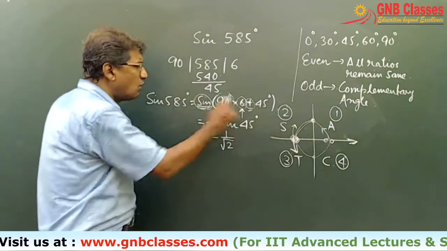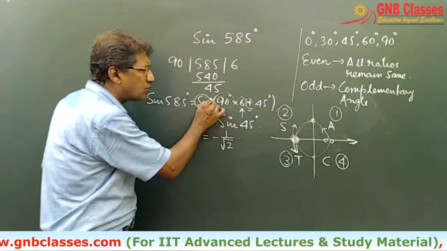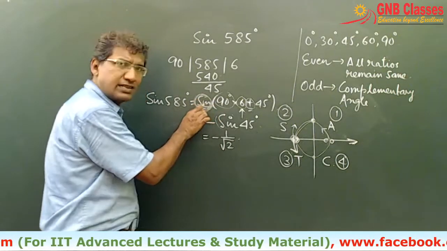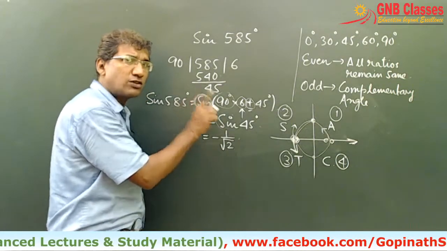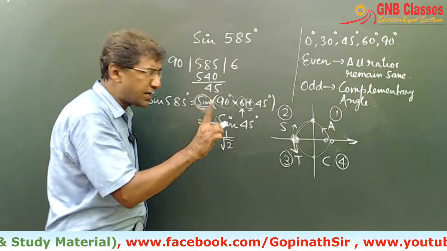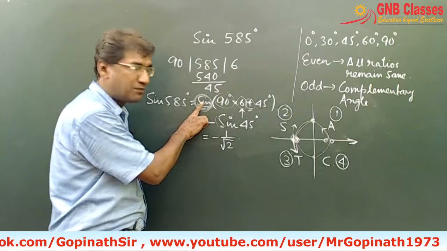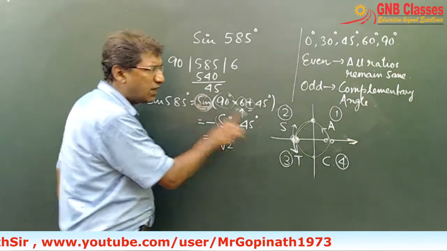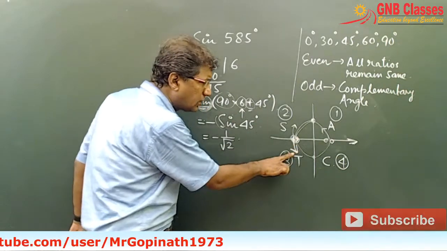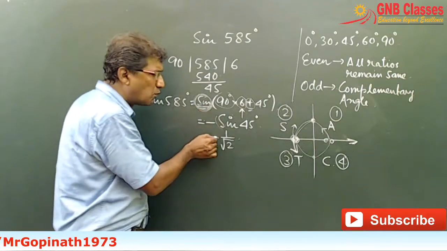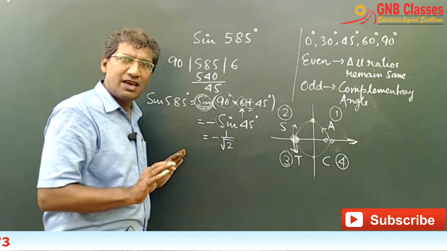After getting that, you find whether the ratio that is given over here is positive or negative in that quadrant. Again, I'm mentioning, don't see the derived ratio. Always see from where you are coming. So in this case, it was sine, and we are falling in the third quadrant. And in the third quadrant, your sine is negative. So put a negative sign there. That's it. Have you understood?